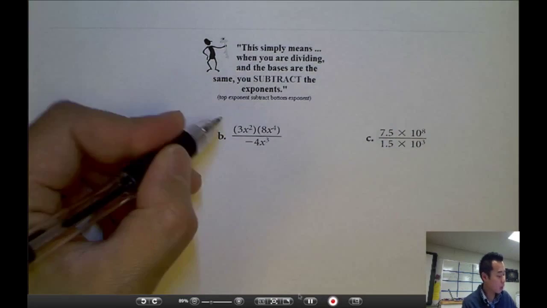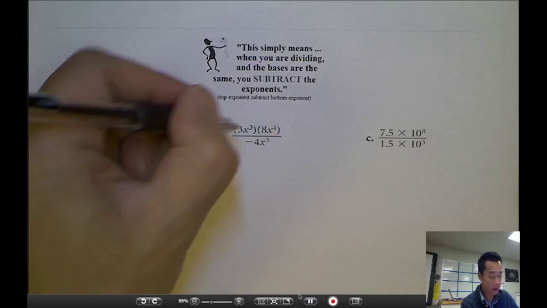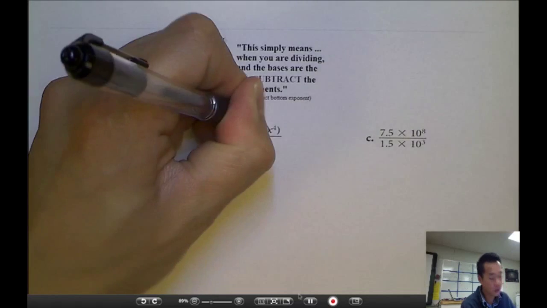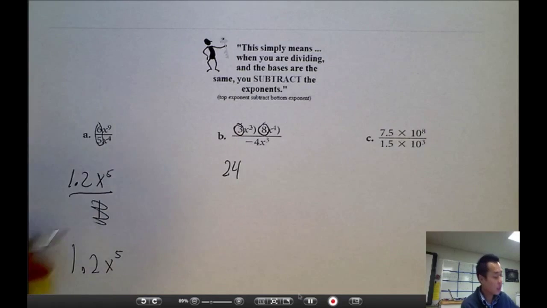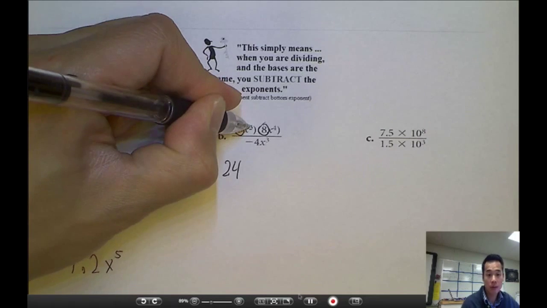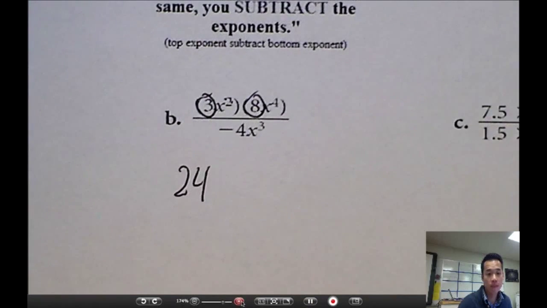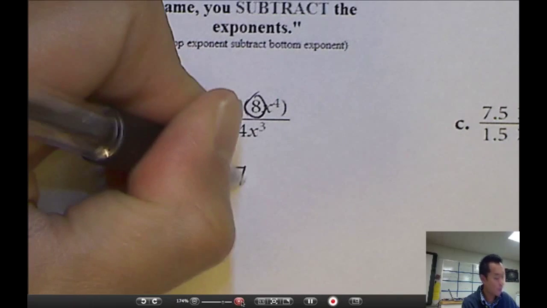B, I have 3x squared times 8x to the 4th. If I wanted to, I can expand this out like usual, but I'm just going to go ahead and take care of my coefficients. First, I have 3 times 8. That's 24. x to the 3rd times x to the 4th. Same base. I'm just going to add them. x to the 7th.